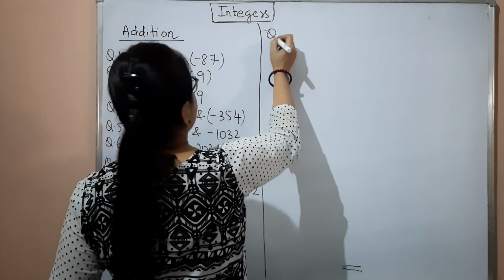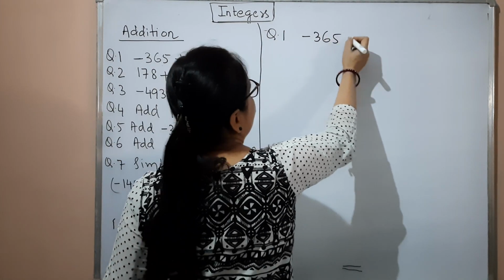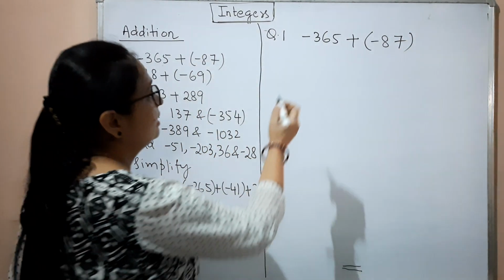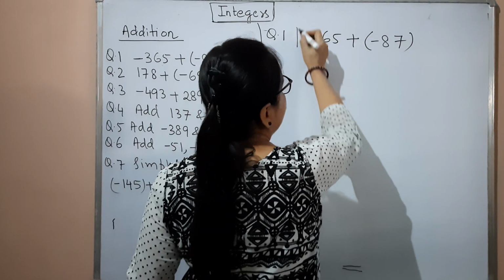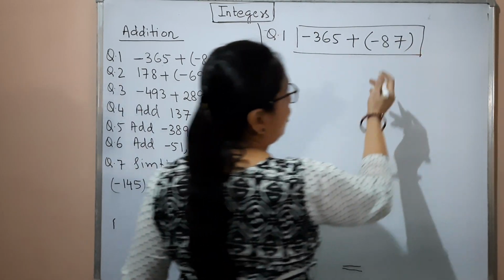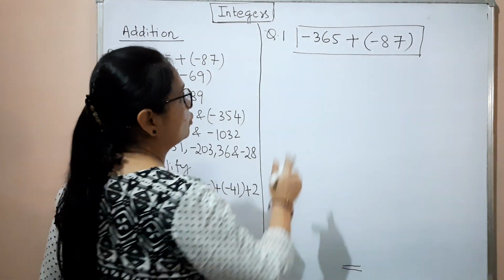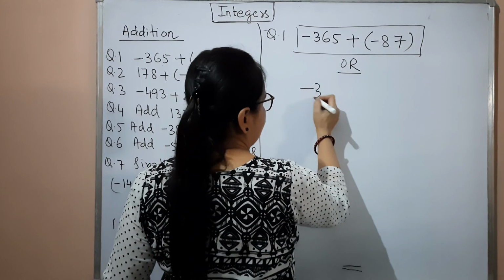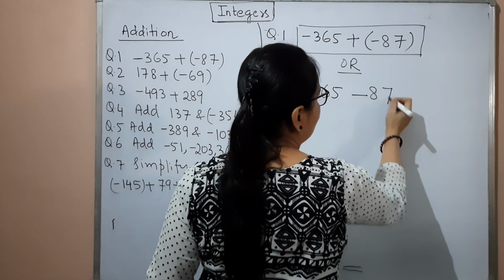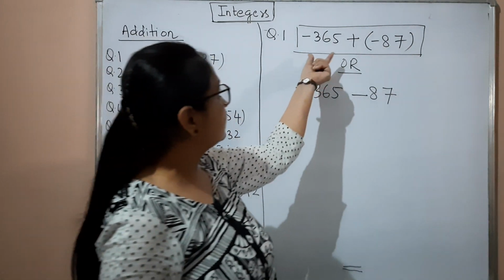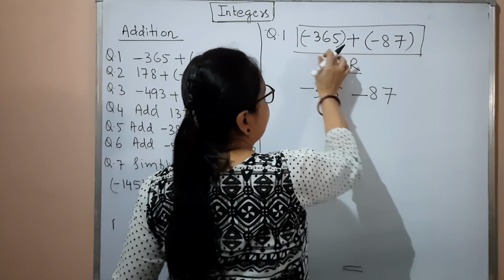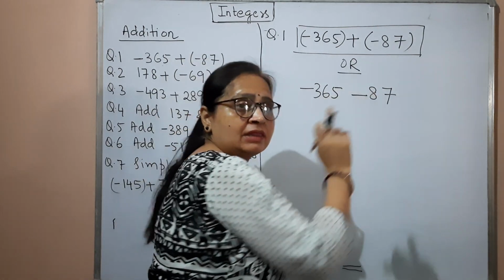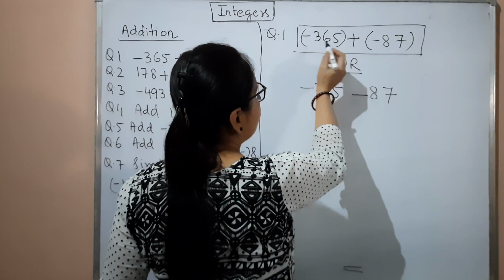Now the first question, question number 1, minus 365 plus minus 87. Now the first thing I want you to know is, suppose I write this question in this form, there is one more way of asking the same question which we have to understand. That means you can write it like this or you can write it this way, both are same. It means we have to add these two integers, and this also means the same thing. That means what does it mean?